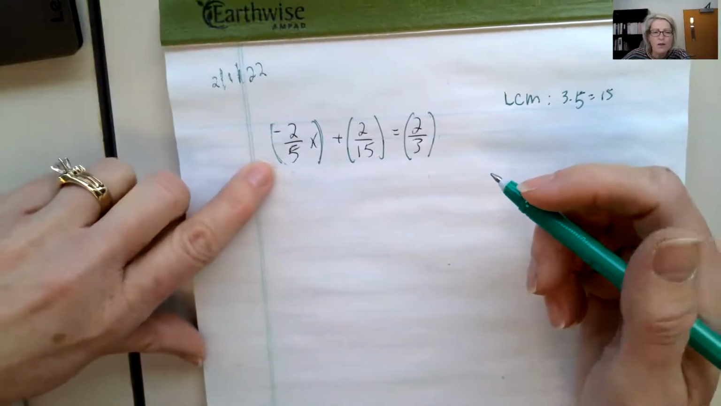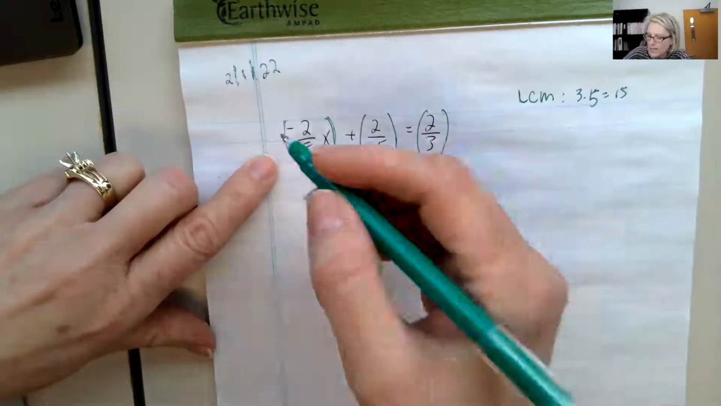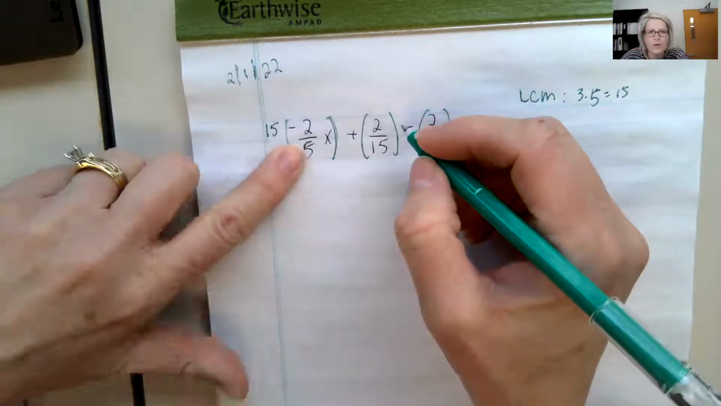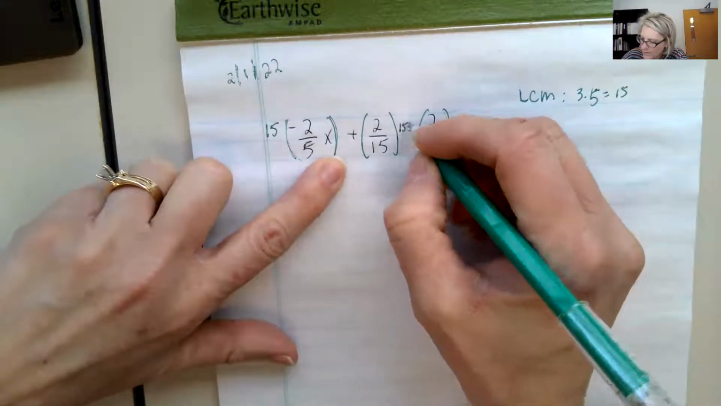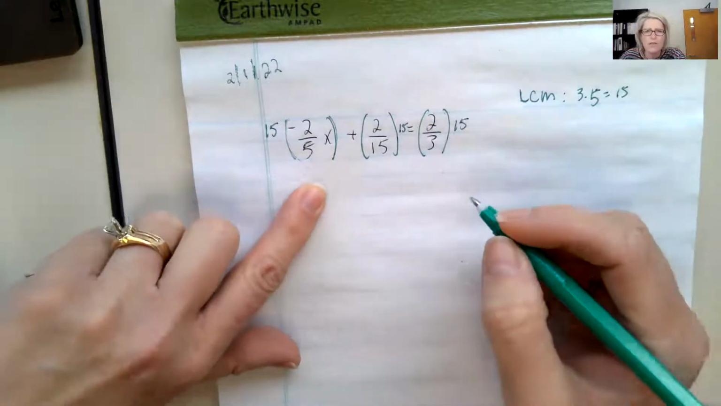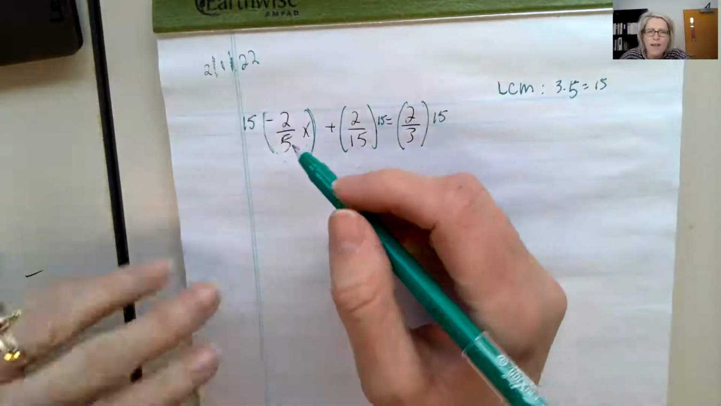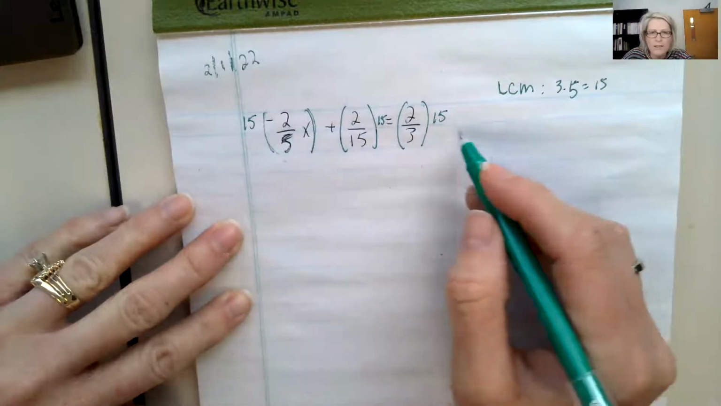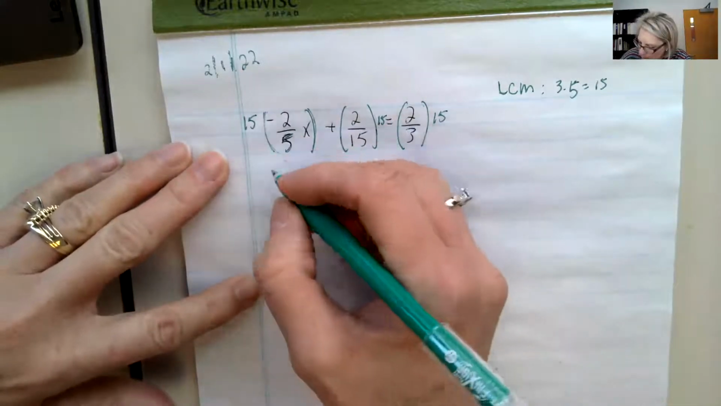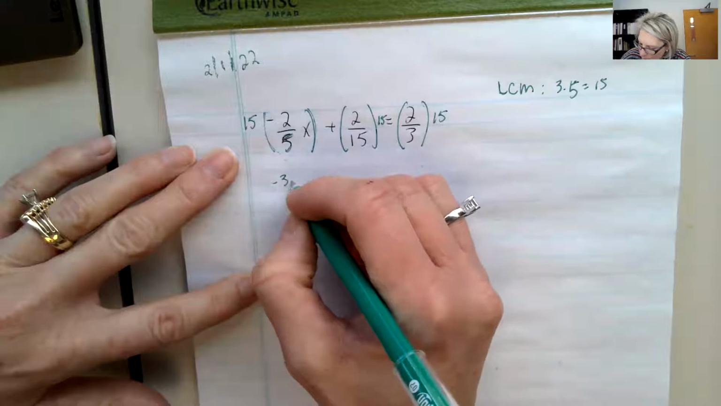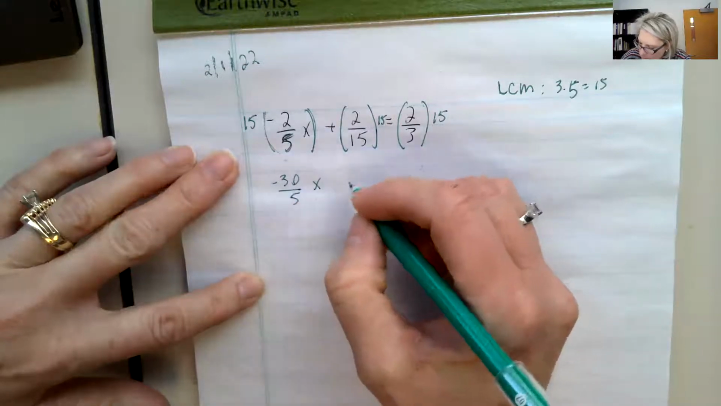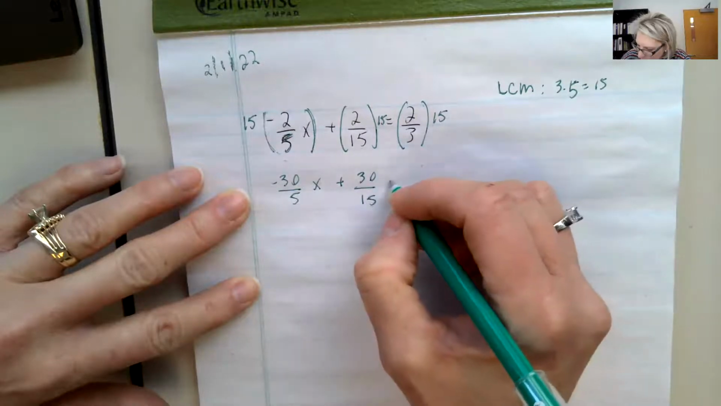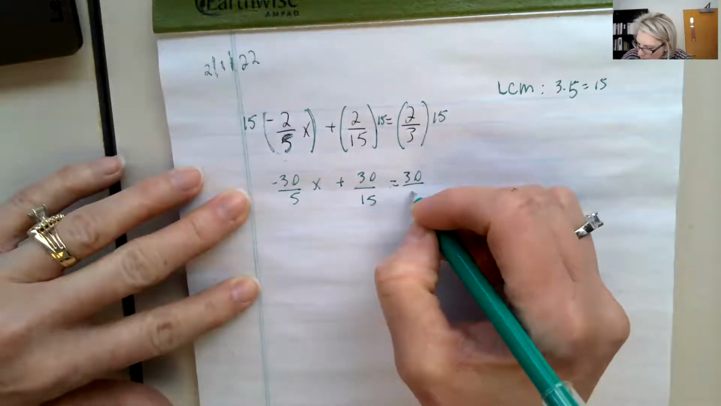Okay, so if I multiply each of these terms by 15, so I've got parentheses times 15, parentheses times 15, parentheses times 15. Then I'm going to, you could multiply straight across if you wanted to. So I could say this is a negative 30 over 5x plus 30 over 15 equals 30 over 3.